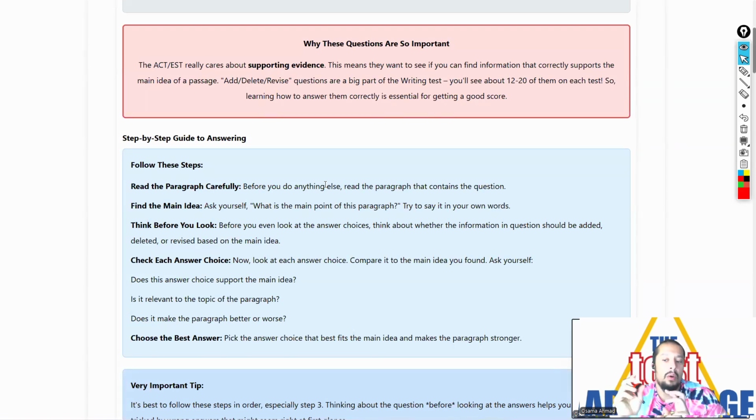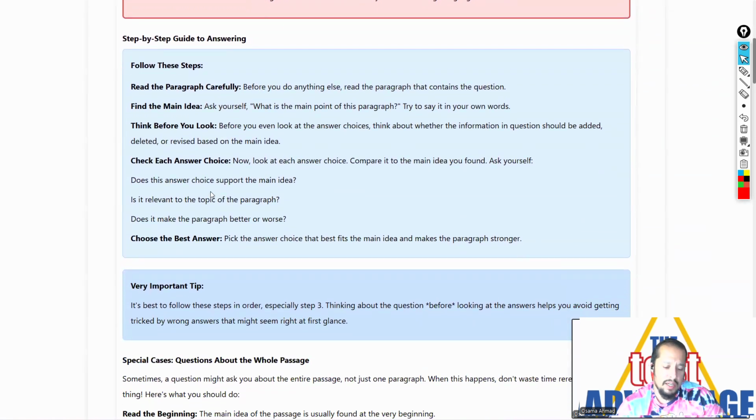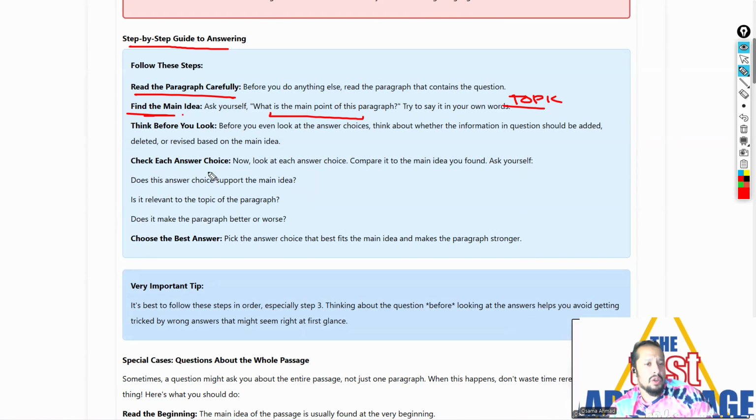Keep this in mind. But what's the problem with many students? This depends on reading. So here's a general step by step guide to answering these types of questions, before we talk about the questions themselves. Make sure you read the paragraph carefully. Before I do anything, read the paragraph. Find the main idea of the paragraph. What is the point? What is the topic of the paragraph? This is the most important thing. Before you look at the answers, you need to decide what the topic of the paragraph is, because this will help us decide whether we need a new sentence or leave the sentence as it is.